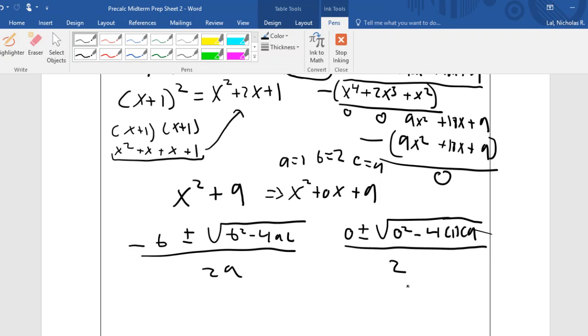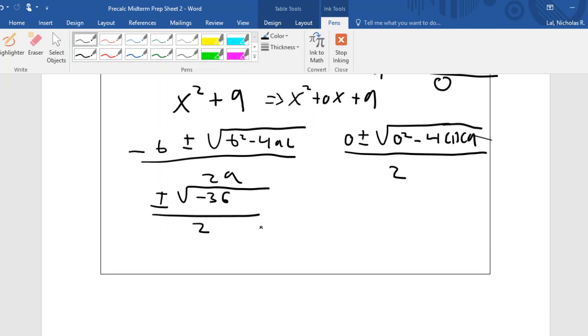So this is equal to plus or minus the square root of negative 36 all over 2. The square root of 36 is 6, so this becomes 6 times the square root of negative 1 over 2, which is equal to 6i over 2. Note that i is equal to the square root of negative 1, so this is equal to 3i.